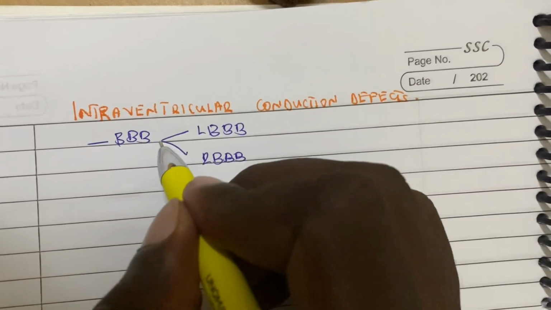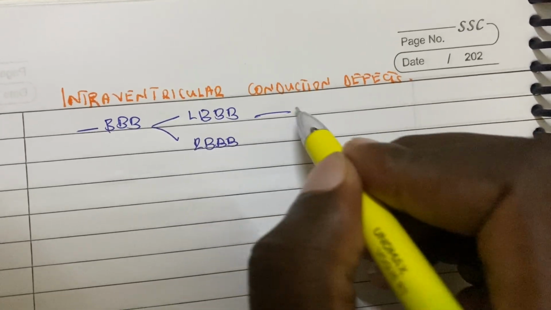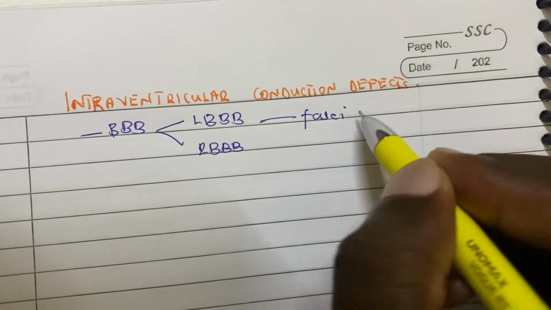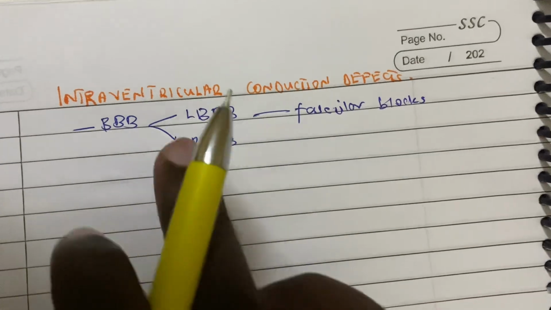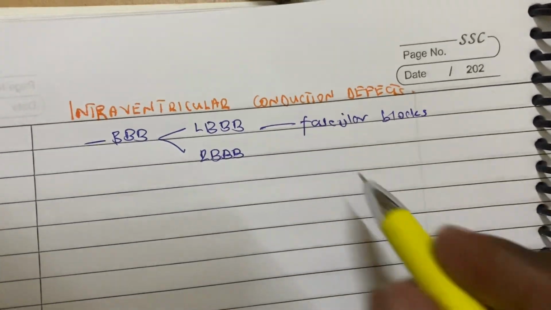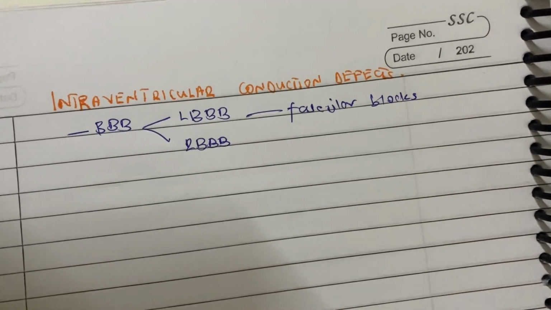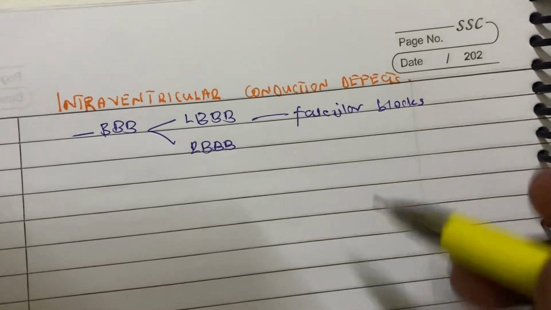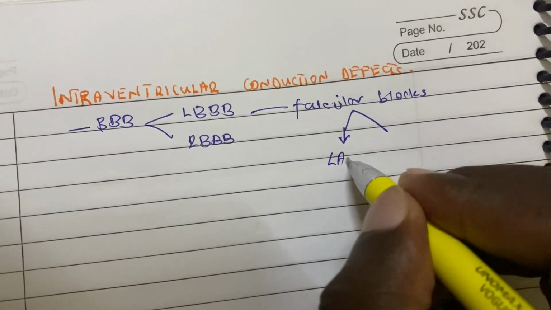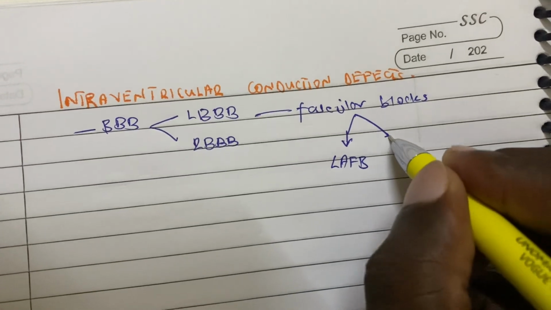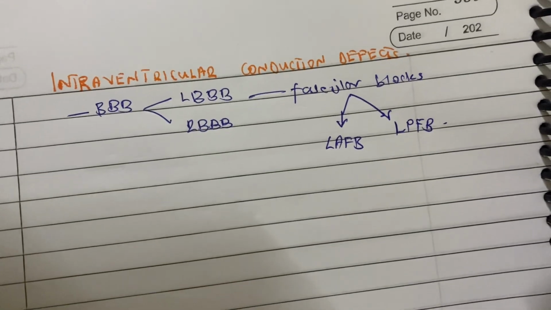And then in LBBB, others can be fascicular blocks. Fascicular blocks in LBB, because the left bundle branch is divided into the left anterior fascicle and the left posterior fascicle. So if one of those is blocked, we call it a fascicular block, and it can be left anterior fascicular block or left posterior fascicular block. Those two.